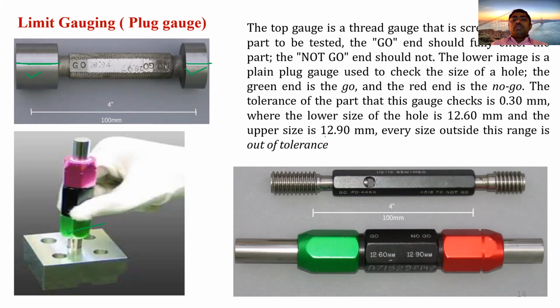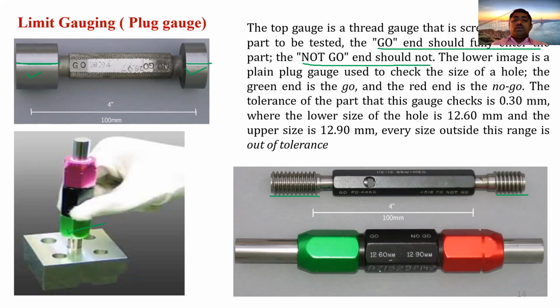At the top, this is called the thread gauge. Here also, in the thread gauge, the go end is made larger than the no go end. The go end has more threads than the not go end. The thread gauge is screwed into the part to be tested. The go end should fully enter the part. The not go end should not.